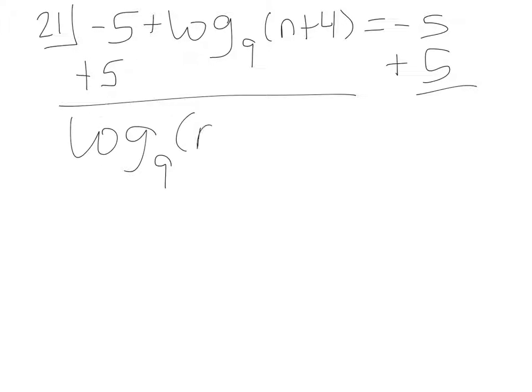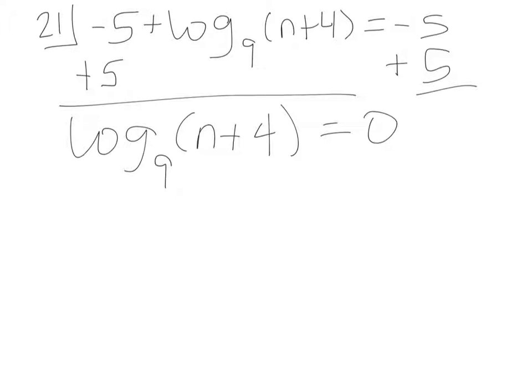log base 9 of n plus 4 equals 0. Okay, now this is just kind of a random one that it equals 0. That's not always going to be the case. So you're always going to want to make sure you isolate the log first. So that's going to be the same thing for all of these, all the way through number 40. Okay, so this is for 21 through 40. Your first step is to isolate the log.